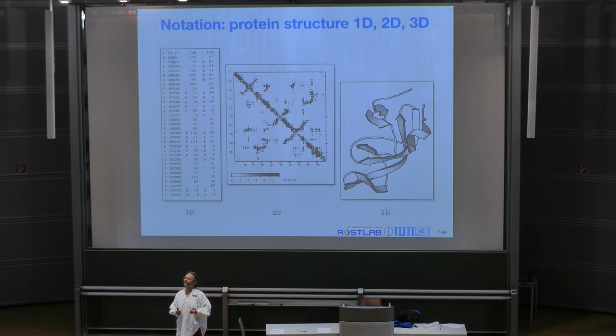The basic unit is the amino acid I. And for I in a string, I have exactly one position. In a matrix here, I have n positions, the length of the protein. I have essentially a 2D structure. I have to have the I against all the others. In 3D, I have the I in space. Think about it.